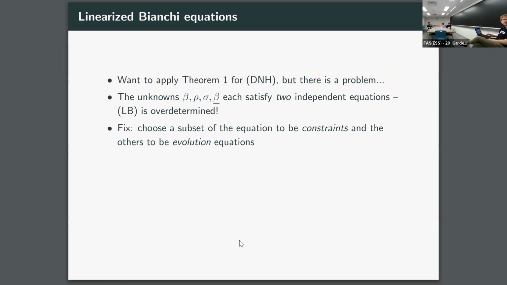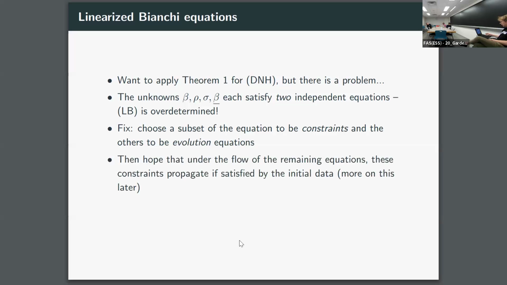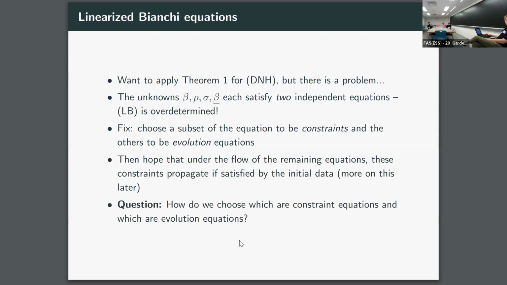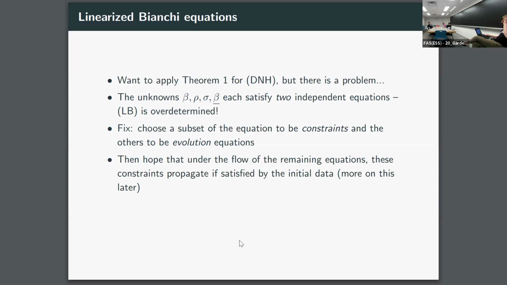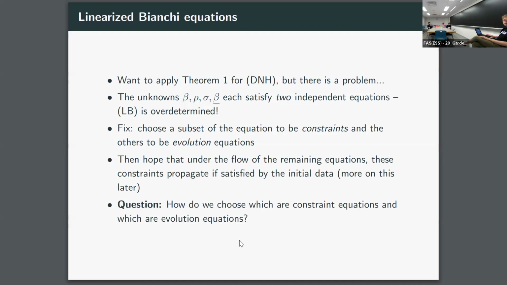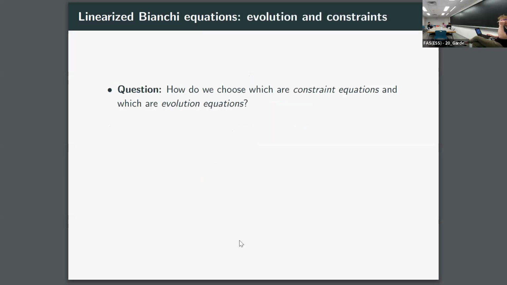One possible fix that I explored in the paper this talk is based on is to choose some subset of the equations to be constraints and the rest to be your evolution equations. Then you hope that under the flow of the evolution equations you've picked, the constraint equations propagate if the initial data satisfy them. More on this later; that will be a main part of the talk, whether these constraints propagate or not. But before we even get to that, we need to say, how do we choose which of these 10 equations, 8 equations are constraints and which are evolution equations?